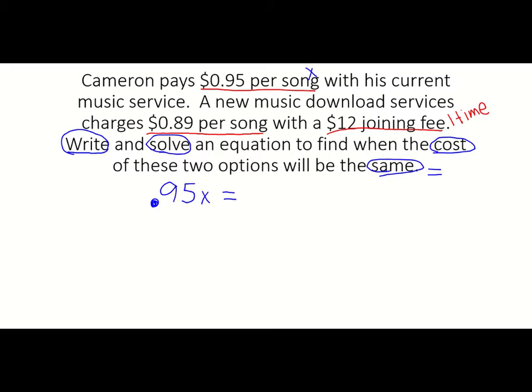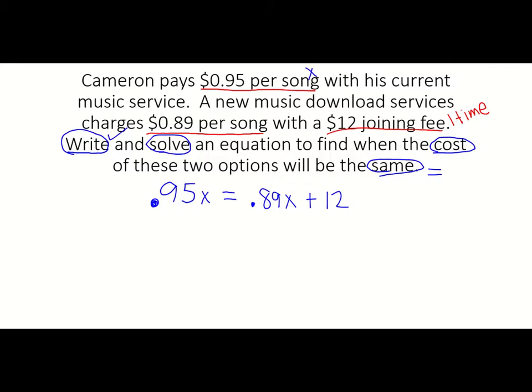So for the second service, Cameron would be able to pay 89 cents a song. So 89 cents times each song x. But then he also has to add in the $12 one-time joining fee. So now that we've written our equation representing the two services and have set them equal to each other, we want to solve this equation because the writing's done. We want to solve it to see when are these costs the same. How many songs is going to make this be the same price?